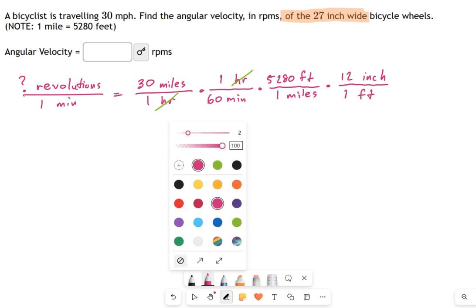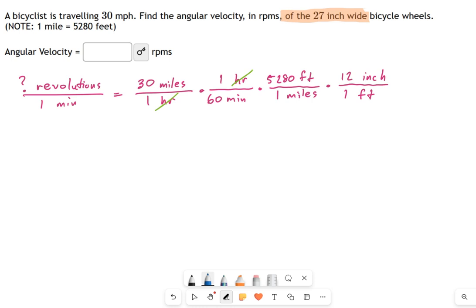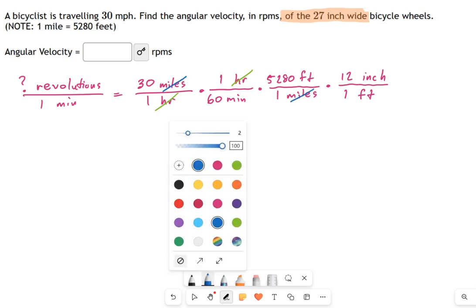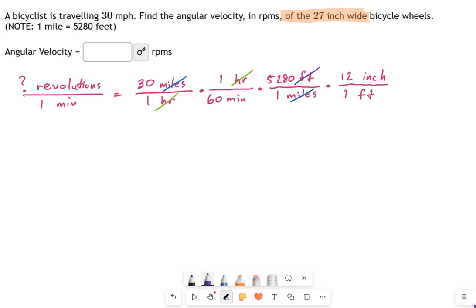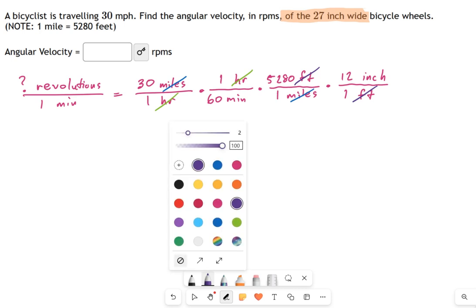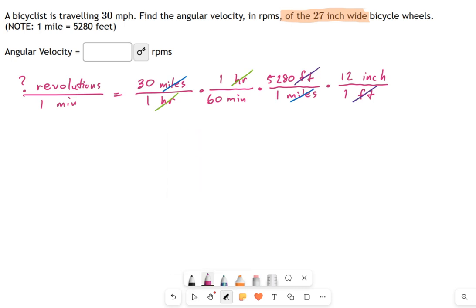Watch what happens as we cancel these things out. I'll use a different color here. We're going to get miles crossing out like that, and feet crossing out like this. What we have so far is inches per minute. That's really good. We just need to turn inches into revolutions. This might be a tricky part.